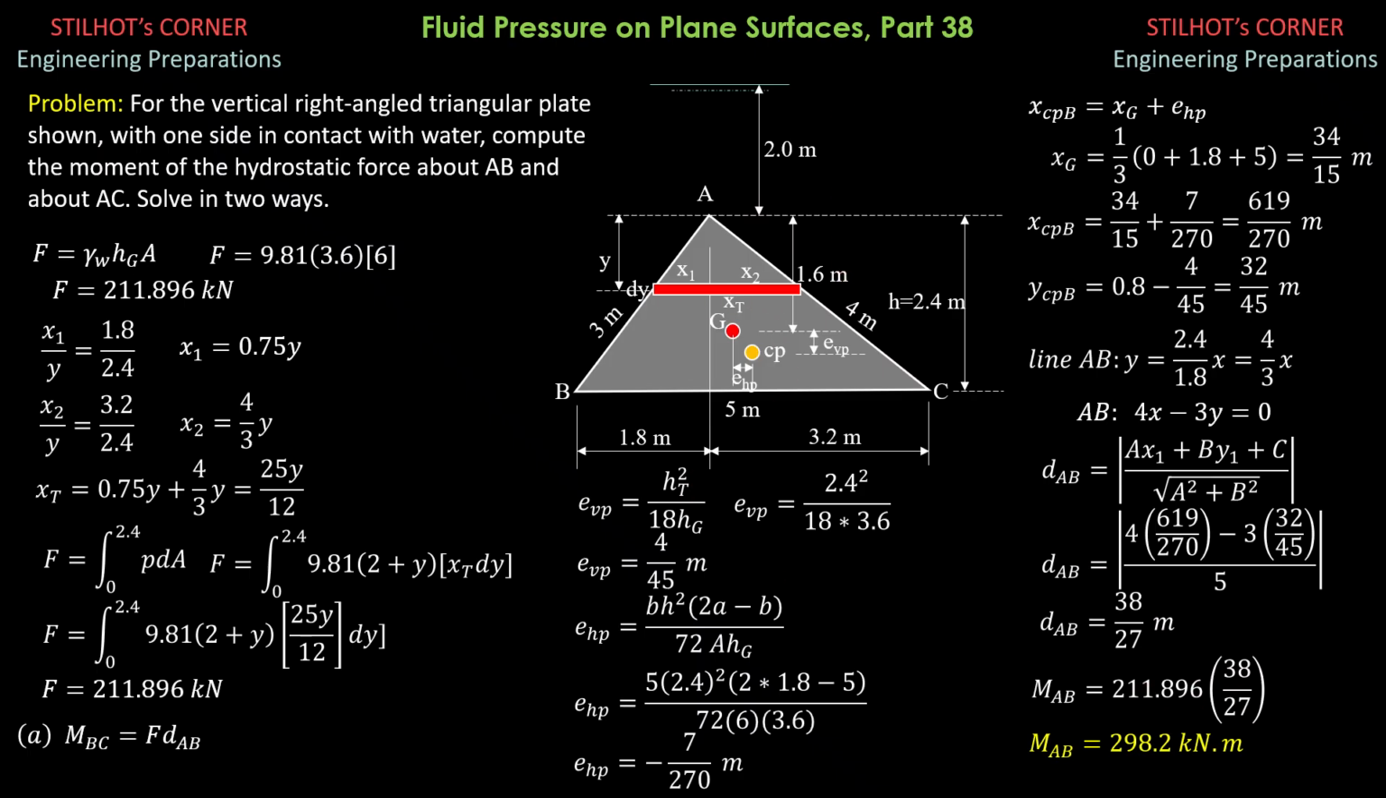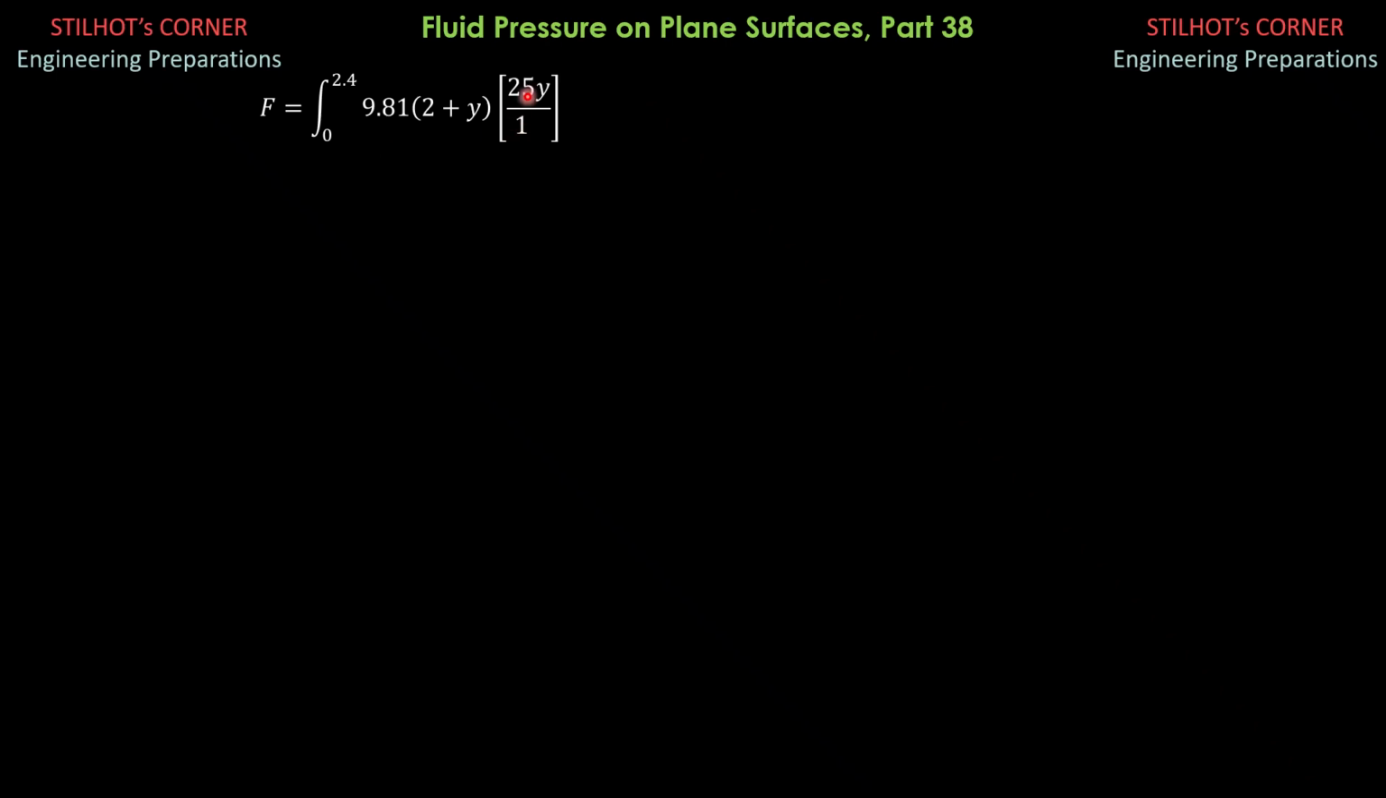So for the continuation of the solution, because this is the first way, the second way is by integration. Let's have it on the next slide. So let us continue. Remember the expression for the force in integral form, integral 0 to 2.4 of 9.81, 2 plus y times xt, which is 25y over 12 dy. So pressure times this is differential area.